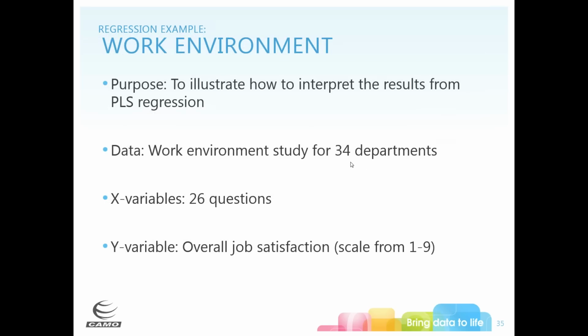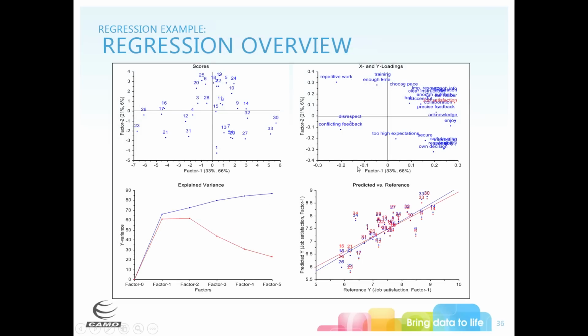I'm just going to go through another quick example here on a work environment. They looked at, in a company, 34 different departments and asked their people questions and then related that to their overall job satisfaction. So these are all your different departments, and as you can see, in your first PC, you're explaining about 50% of your variance, and then you start losing your prediction value after about factor 2. So you would not want to use more than 2 factors from here.